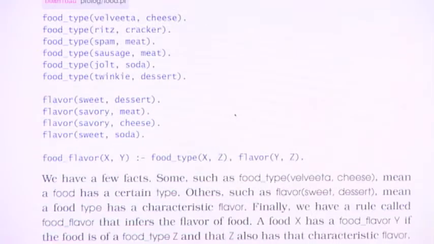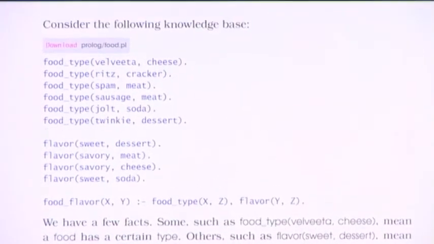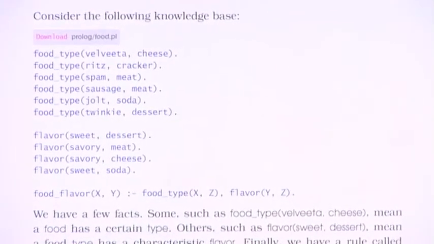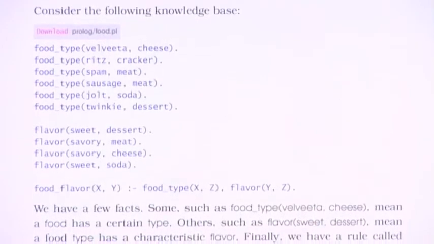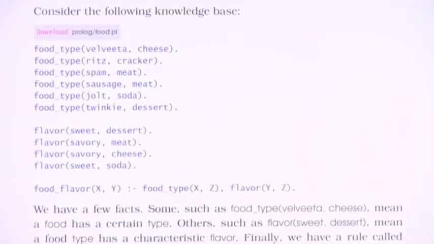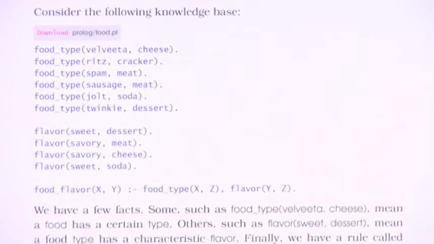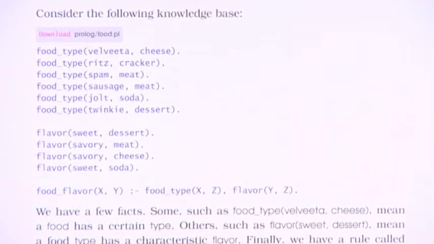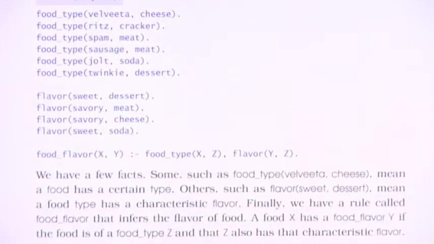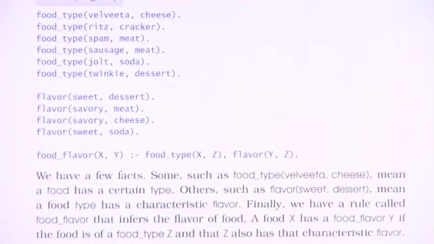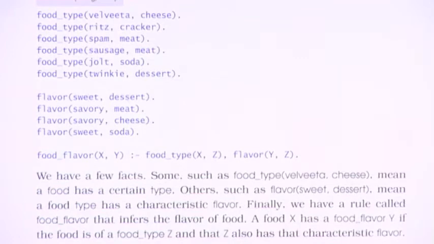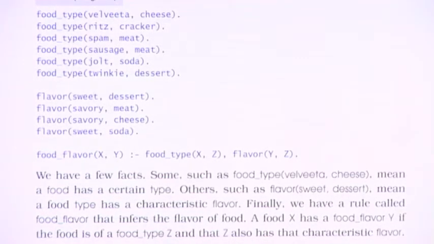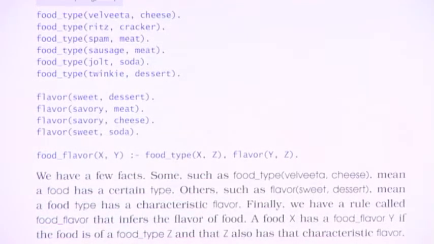So let's go to a more complex example, where we're actually defining a kind of nested relationship where different foods have different types. So for example, the food type of Velveeta is cheese, food type of Ritz is crackers, Spam is meat, sausage is meat, etc. And then for flavors, we define the flavor and then the food type. So sweet for dessert, savory for meat, savory for cheese, and sweet for soda.